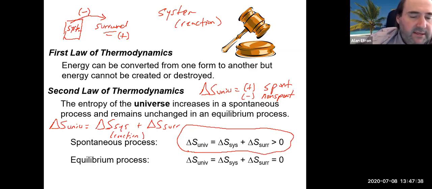So individually, the delta S of the system and the delta S of the surroundings, we're going to talk about how to actually calculate each of those in just a second. But individually, they really will not necessarily tell you if the reaction is going to be spontaneous or not. You do have to calculate the delta S of the universe to determine that.